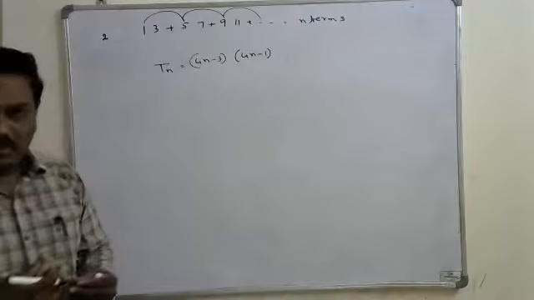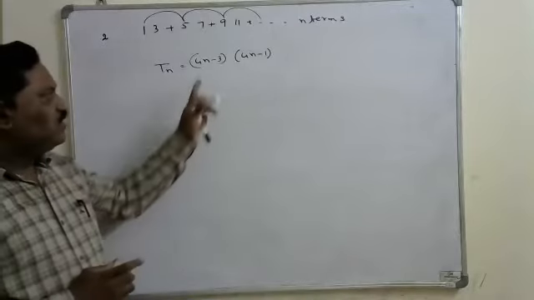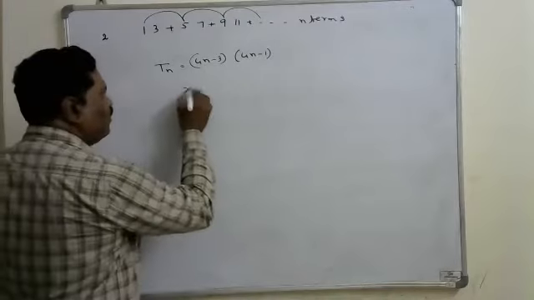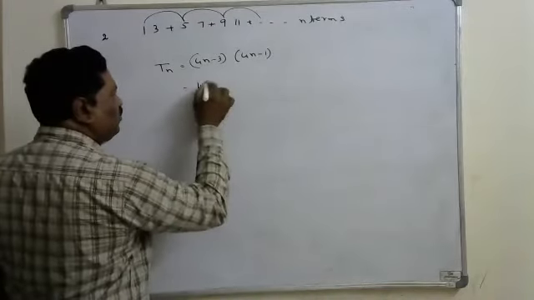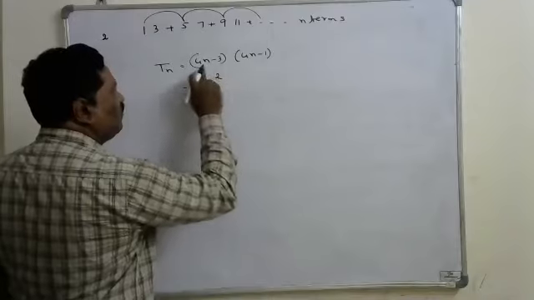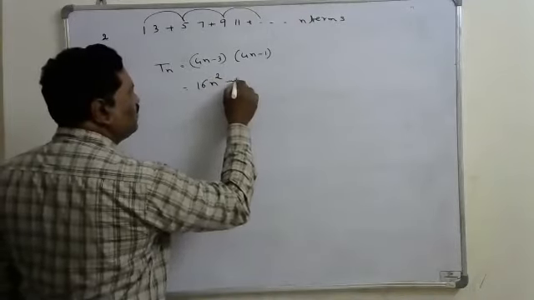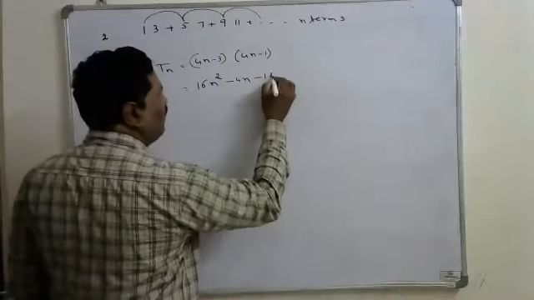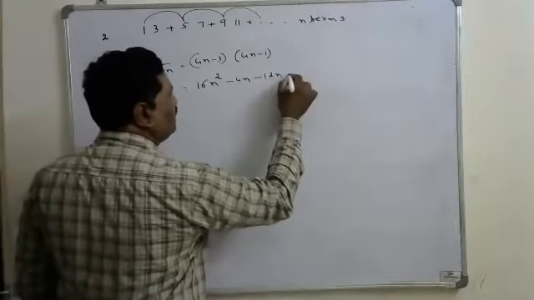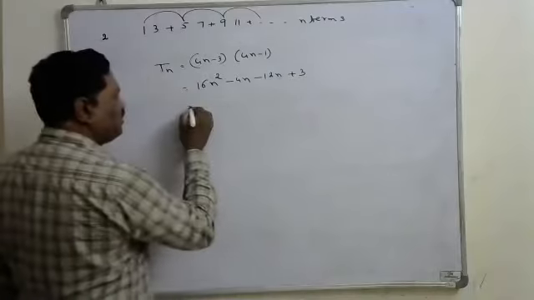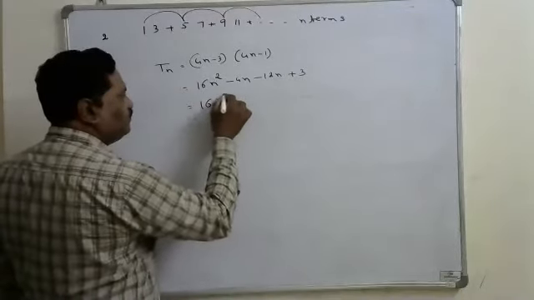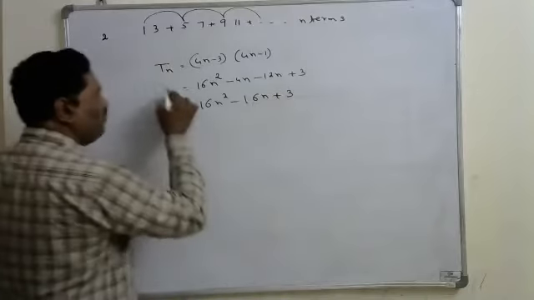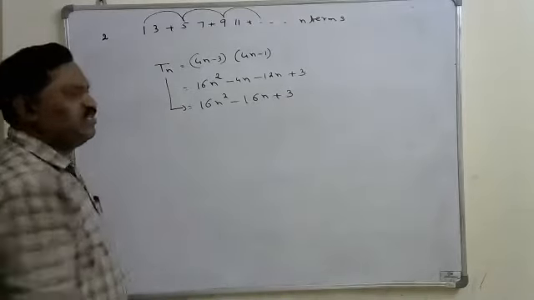Like that we have to write the nth term. Then multiply all these terms. If you multiply them, 4n into 4n, that is 16n square. 4n into minus 1, that is minus 4n. Minus 3 into 4n, that is minus 12n. Minus into minus plus 3. So this is 16n square minus 16n plus 3. So like that we have to simplify that nth term of the series.